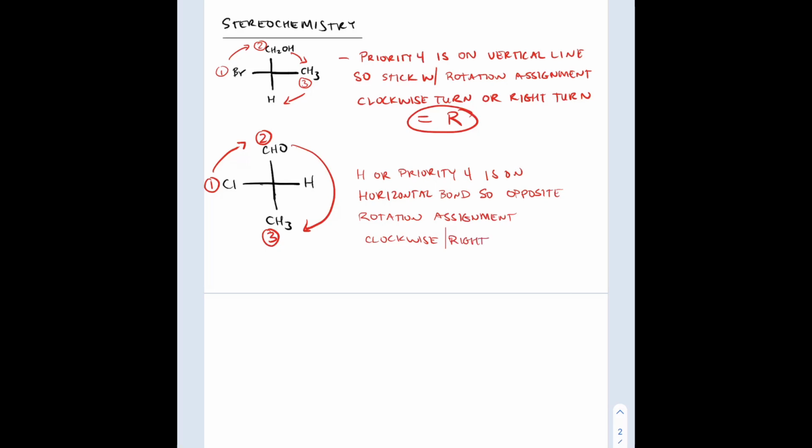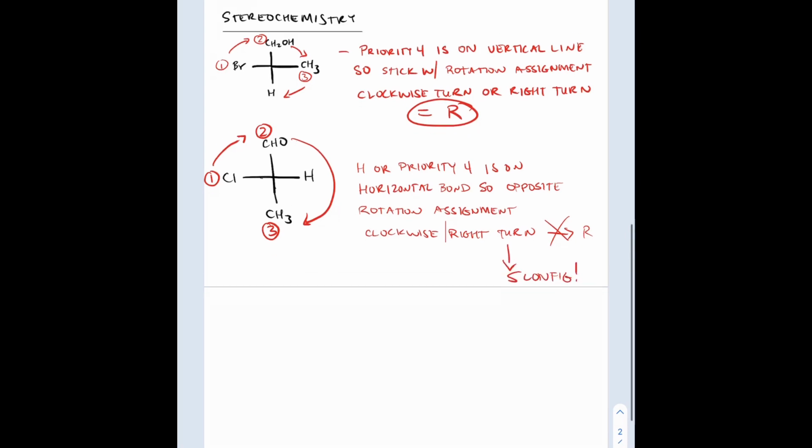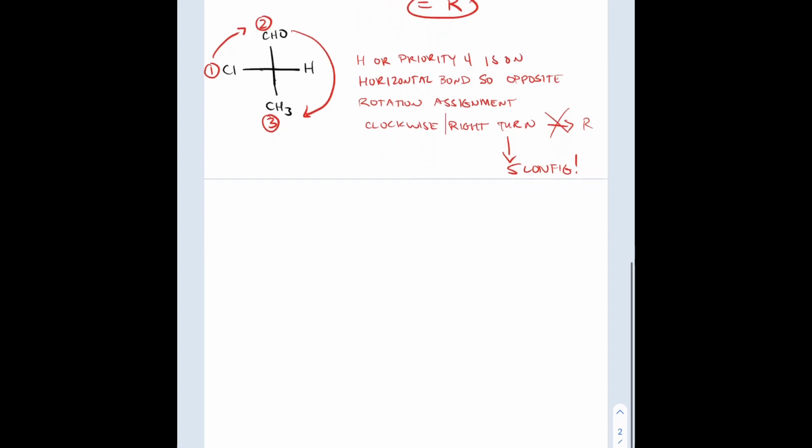But in the case of the Fischer projection, when the horizontal bond is the lowest priority, then it has to be the opposite of the rotation assignment. So rotating to the right is not an R, it's an S configuration. Okay, and we're not able to just quickly, easily shuffle things around on those Fischer projections.